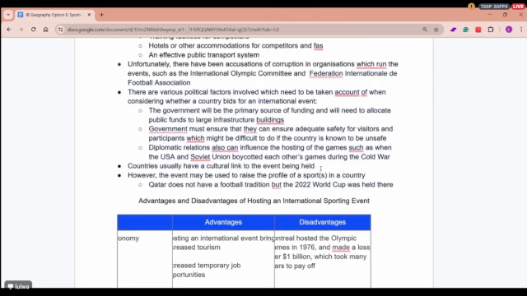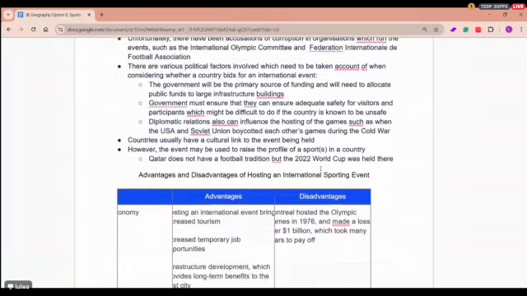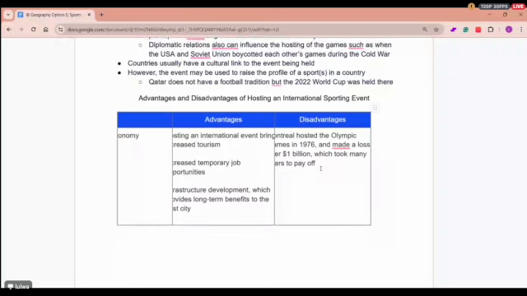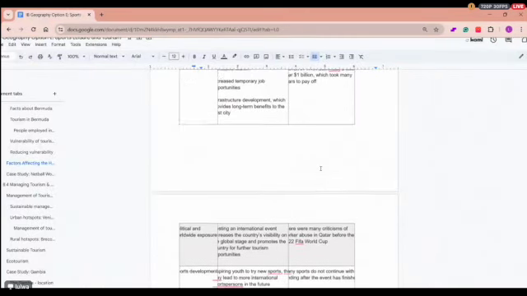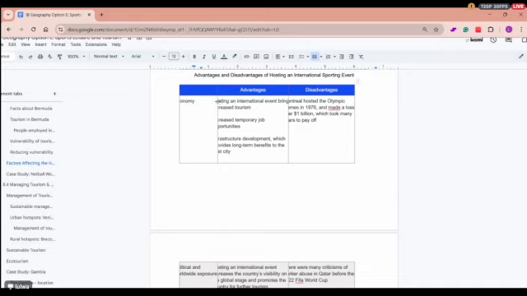However, the event may be used to raise the profile of a sport in a country. For example, Qatar does not really have a football tradition, but it had the 2022 World Cup over there. So, what are the advantages and disadvantages? The advantage is hosting an international event brings increased tourism, and it also brings increased temporary job opportunities, and it also brings infrastructure development.